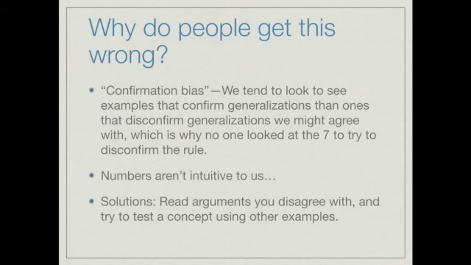The other reason is that numbers just aren't intuitive to us. Our brains don't want to spend the extra energy that it takes, so we use heuristics and shortcuts to try to work around them. So what's the solution? Well, the solution is simply to try to prove yourself wrong.